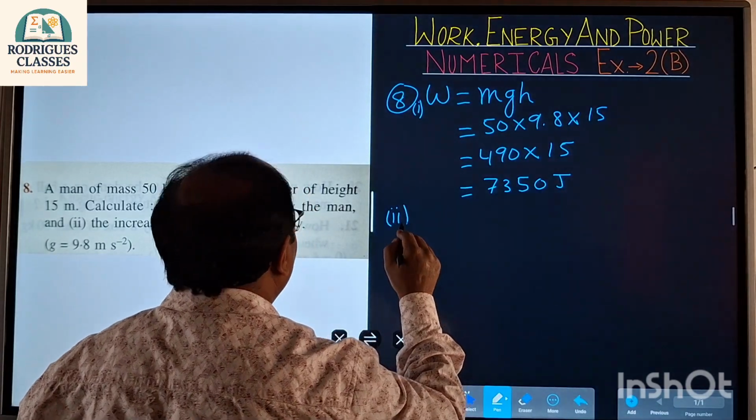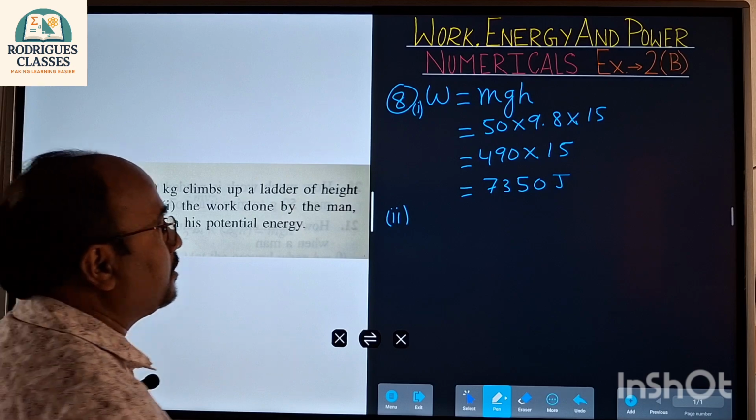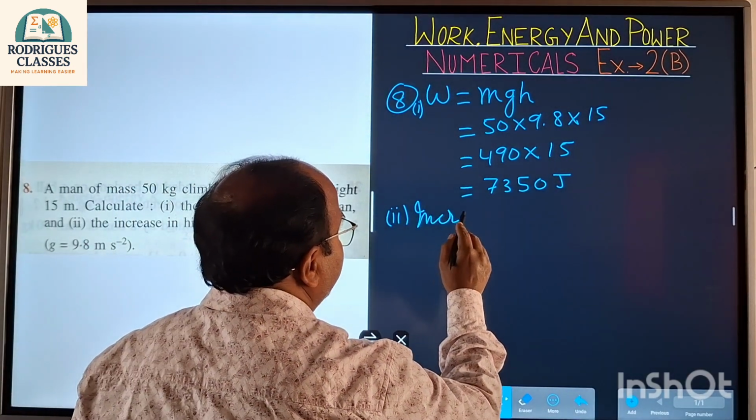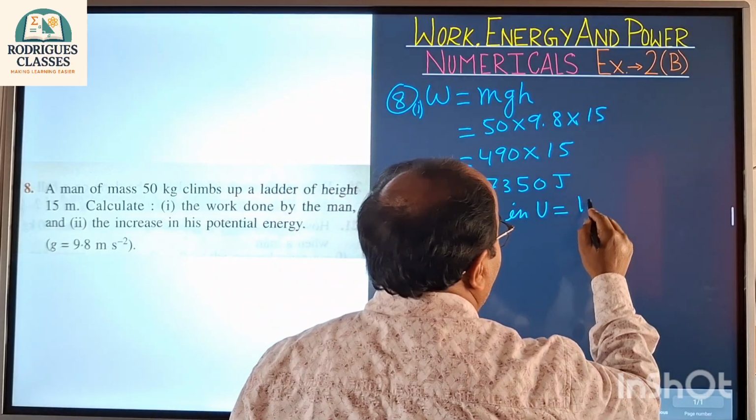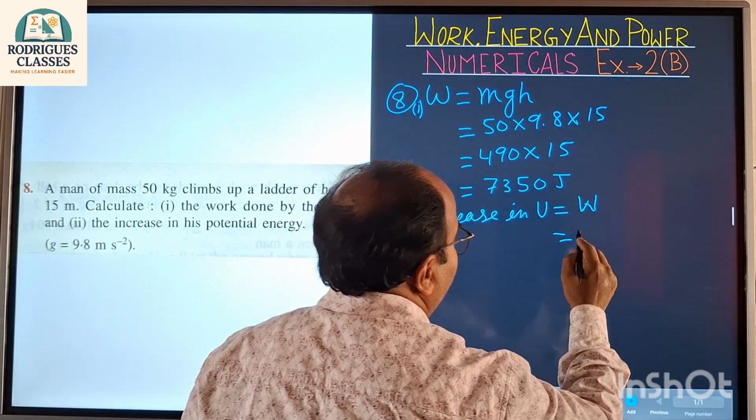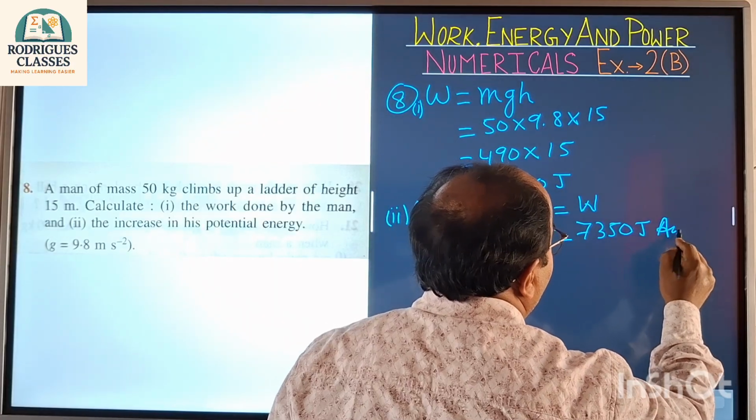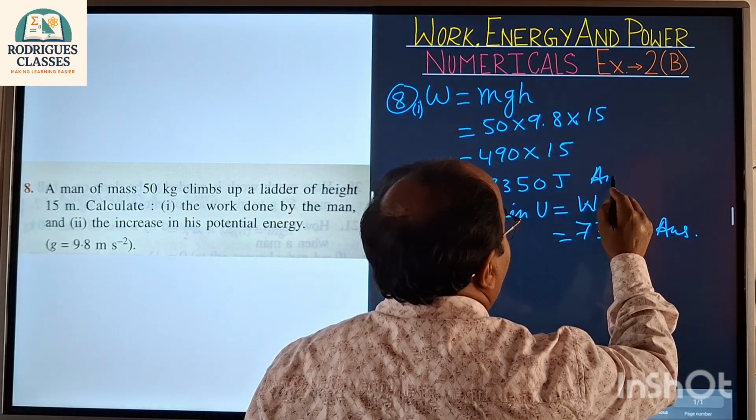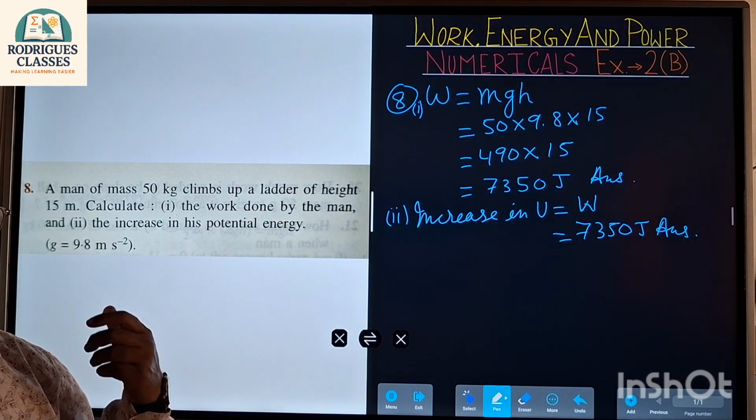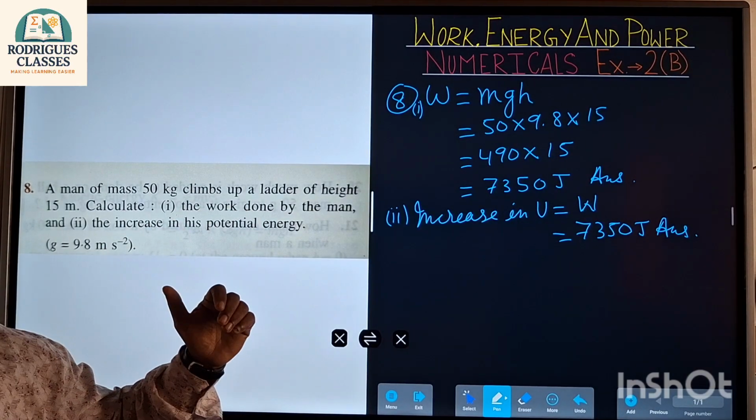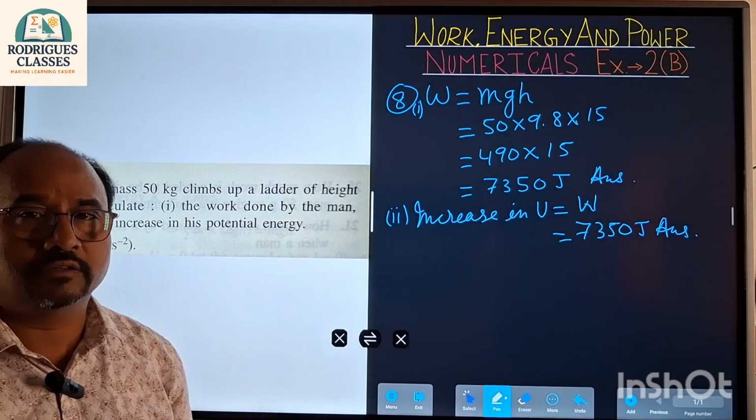Second part of it, it is asked increase in his potential energy. So as I told, that will be equal to work done. So I write here, increase in potential energy will be equal to the work done. And so the same result comes, 7350 joule. So this is your second part answer. This was your first part answer. I hope you have understood this concept of work done by the man in going up will be the same as the increase in potential energy.